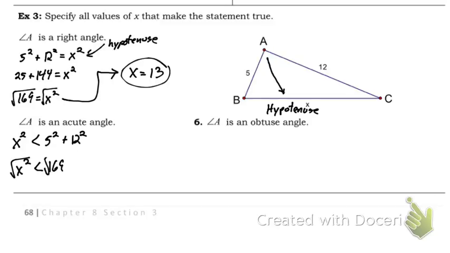We would take the square root, and we'd have x has to be less than 13. So x must be less than 13 for it to be acute. x has to be 13 to be a right. Let's jump right to the answer on this one. What does x have to be for it to be an obtuse angle? Yeah, it has to be greater than 13.